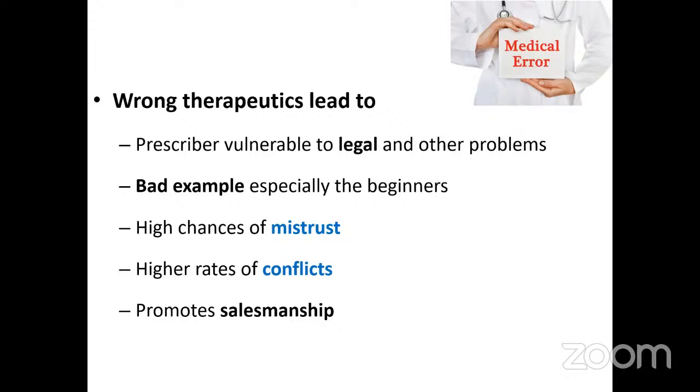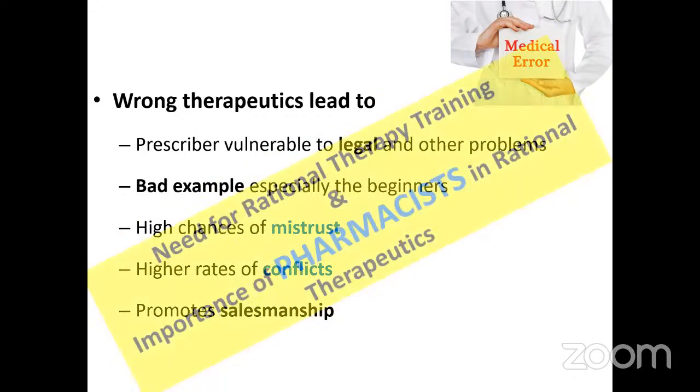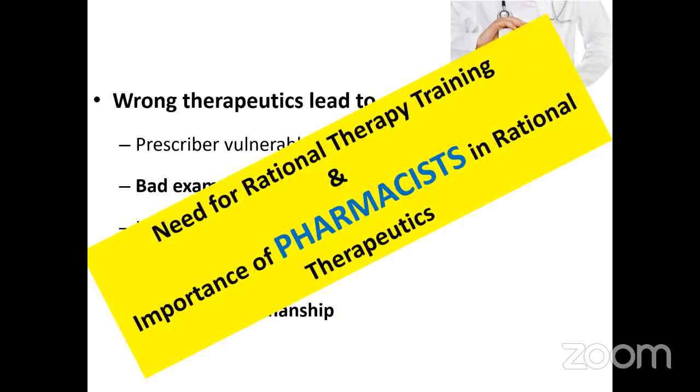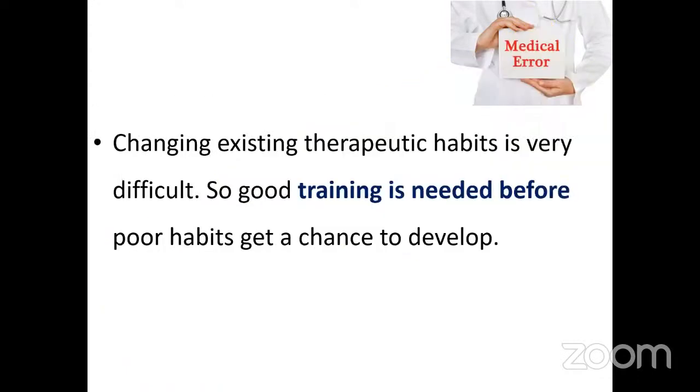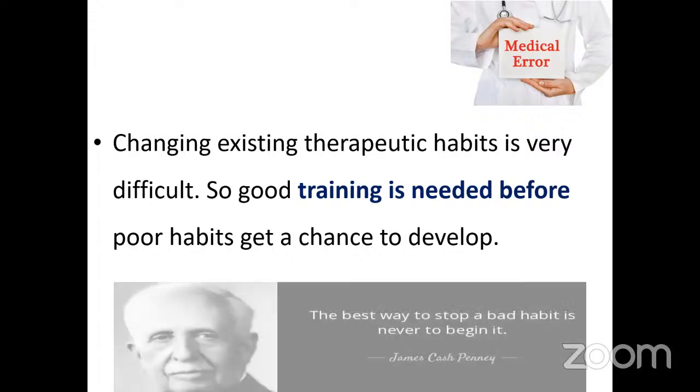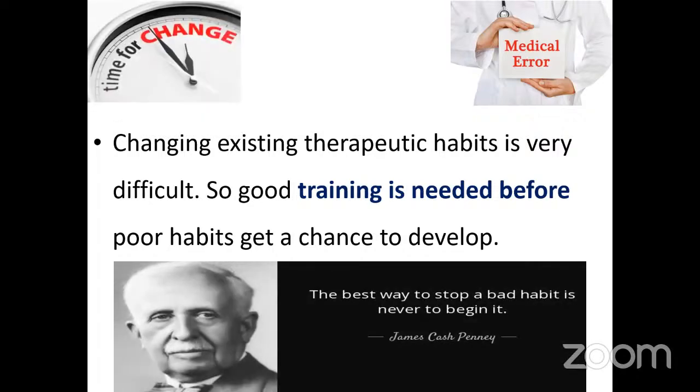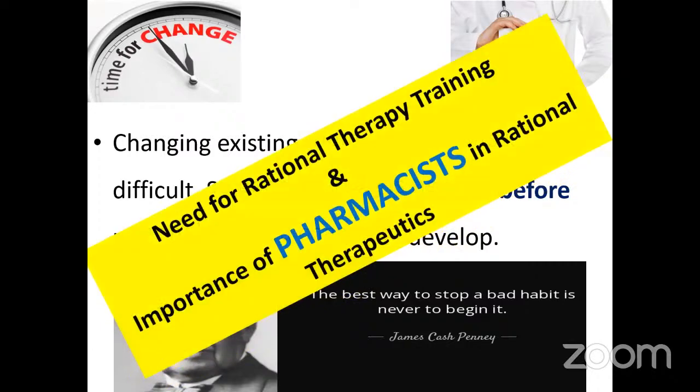So when trust becomes mistrust, then lots of confusion may occur, and whatever is not there can be predicted. So again, there is importance of the pharmacist in rational therapeutics. Changing an existing therapeutic habit is very difficult. So it is better not to build the bad habit and then have to kill it, because killing a bad habit is very difficult. So we will start with good habits itself in the beginning.